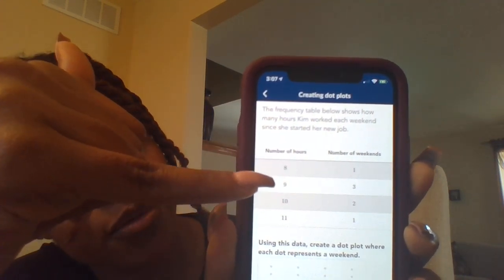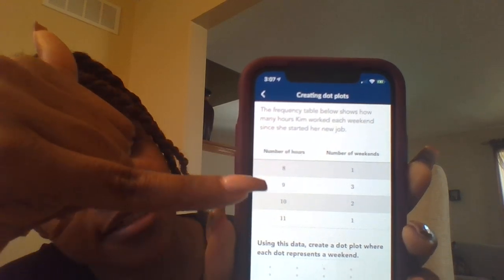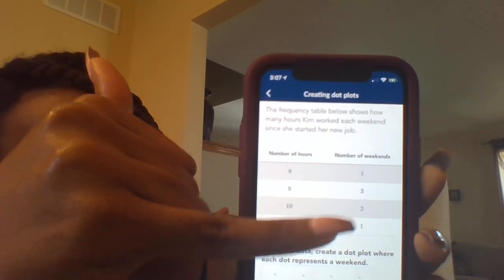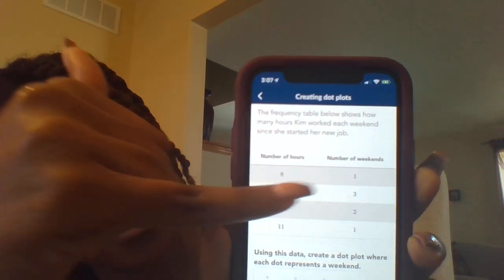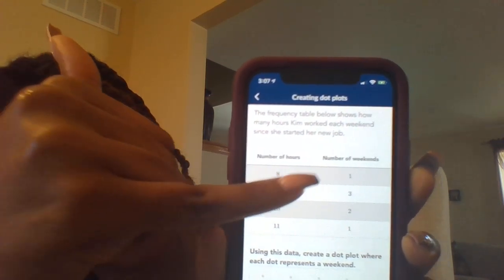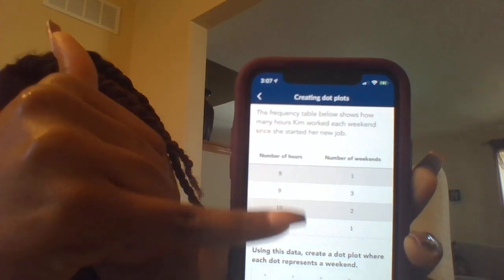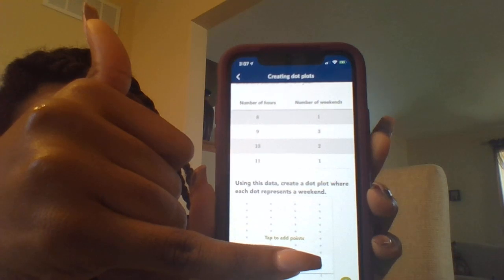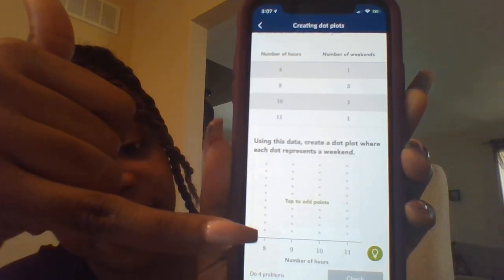Second row would say she worked 9 hours for 3 weekends, 10 hours for 2 weekends, 11 hours for 1 weekend. So this tells us the frequency of the amount of hours she worked. So this would be our frequency. These are our actual data values. So to create your dot plot, it says that there was 1 weekend where she worked 8 hours. So we're going to place 1 dot above the 8.